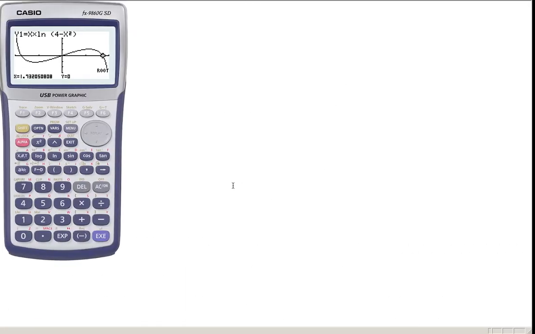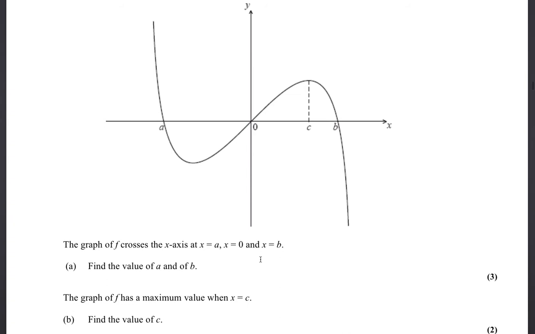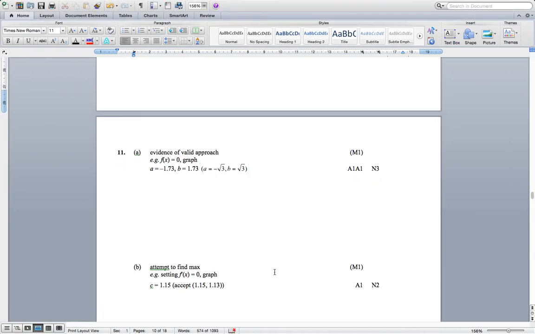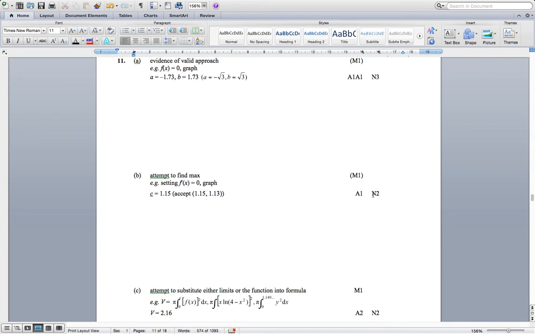Again, straightforward. G solve maximum. So x is 1.15. So the c is 1.15. Again, you get 2 marks for solving it. In case your answer is incorrect, but you have attempted to solve this, for example, sketching the graph or writing f dash of x equal to 0, then you get 1 mark for the method.